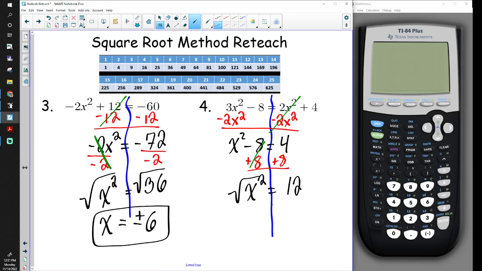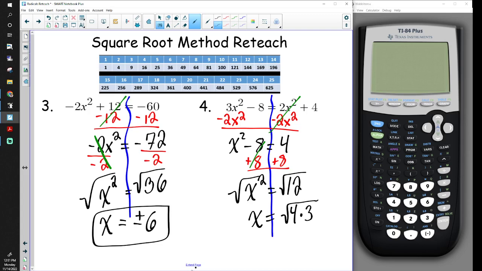Square root both sides. X equals. Is my answer going to be square root of 12, I'm done, yay? Because what can you do with the square root of 12? You can simplify by taking out a perfect square of 4. So I should split square root of 12 up into 4 times 3.